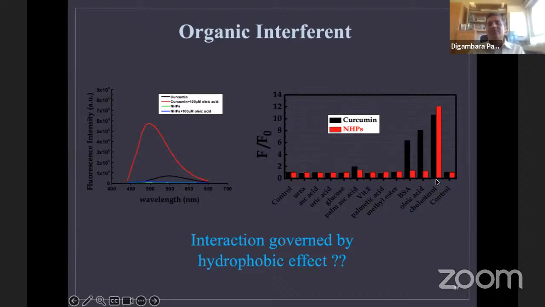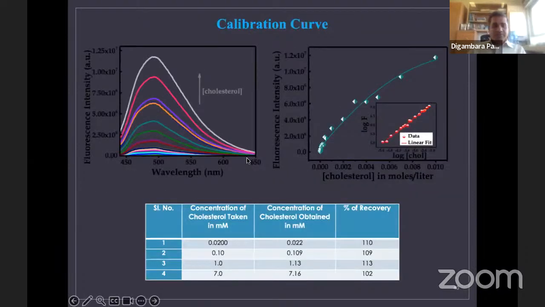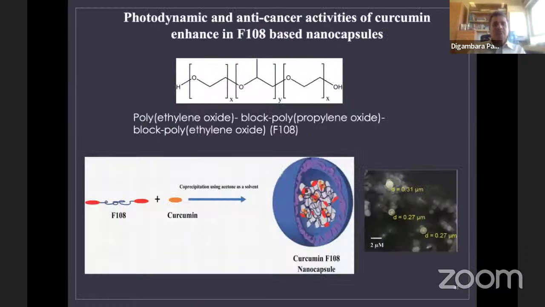So that means we can selectively estimate cholesterol even in the presence of BSA, oleic acid, and palmitic acid, and all these chemicals, which could interfere for curcumin alone. So we can improve the selectivity as well as the sensitivity by preparing such nanohybrid particle-based curcumin. So now this is for cholesterol estimation. So the recovery was good.